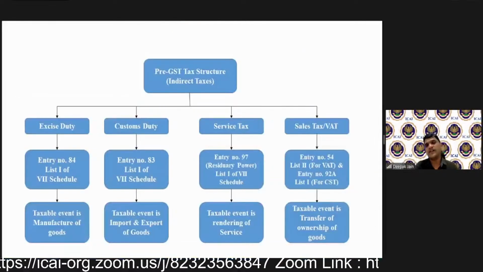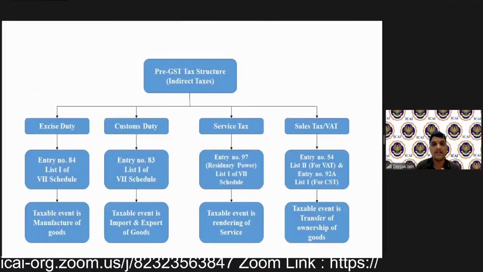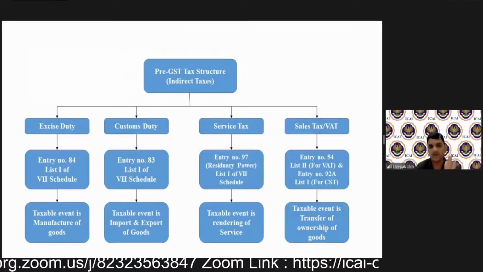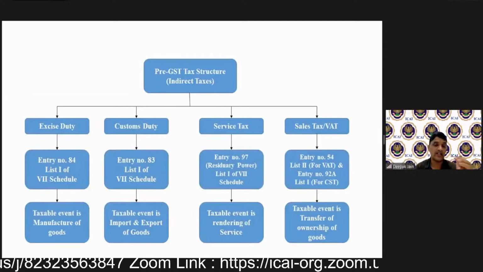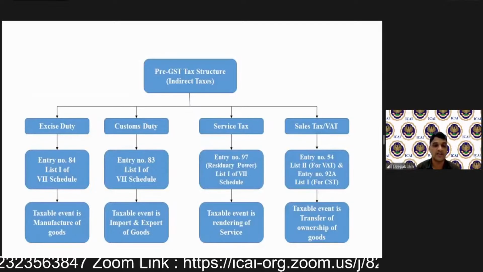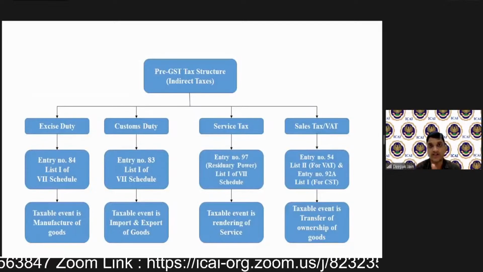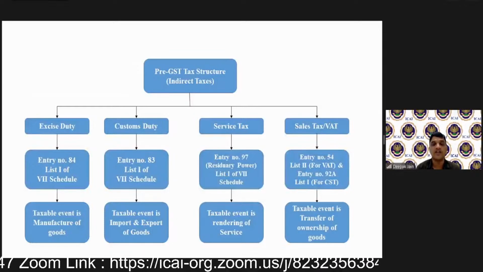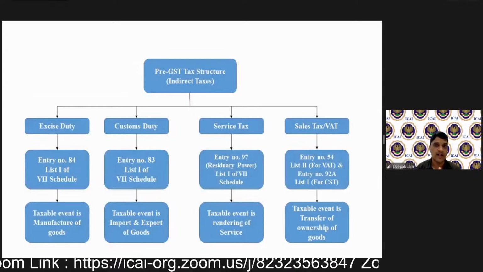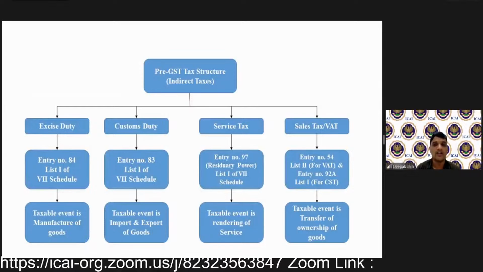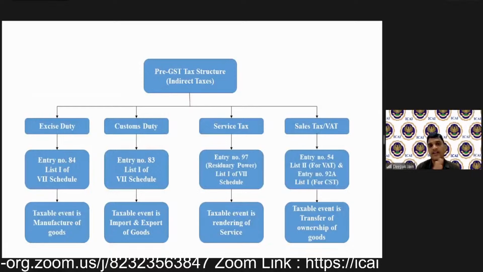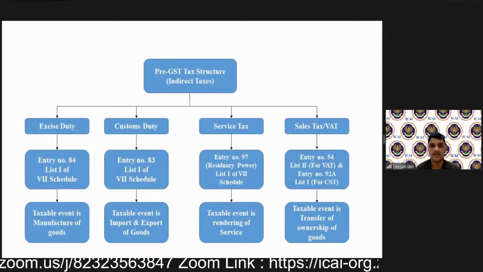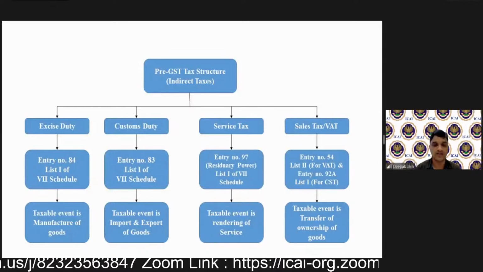So we understood how the supply is relevant, why supply is relevant, because supply is a taxable event. Okay, in pre-GST era, we saw that what are the various taxable events. In case of excise, the taxable event was manufacture of goods. In case of customs duty, the taxable event is importation of goods into India. In case of service tax, the taxable event was rendering of service. And under sales tax, the taxable event is transfer of ownership of the goods.